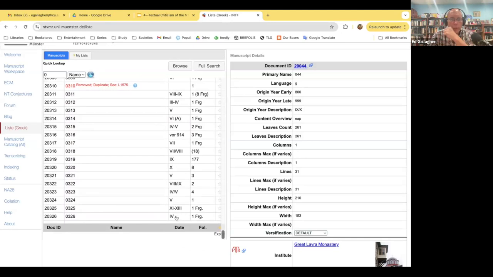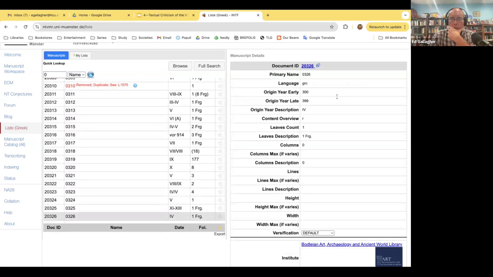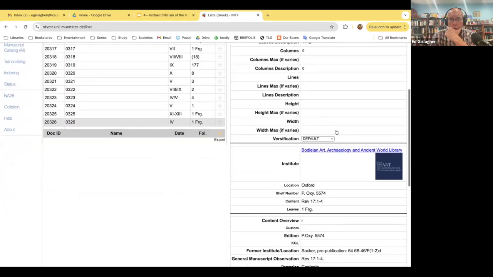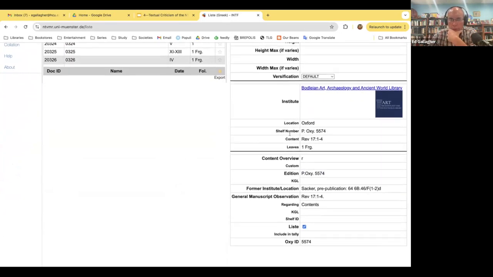And so again, you can click on any of these manuscripts and see what other information they might have for you. This one is in Oxford at the Bodleian. The shelf number is P Oxy 5574. Well, P Oxy actually means it should be a papyrus, I think, since it's a P. So I'm not sure why it's not cataloged under the P. But Oxy is Oxyrhynchus. I think I mentioned this in a previous episode.